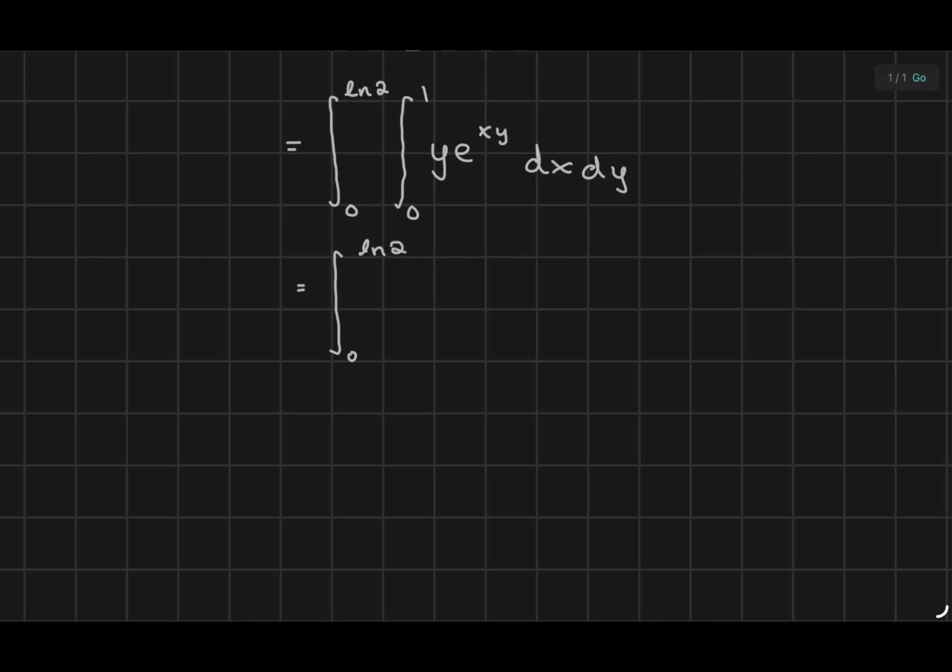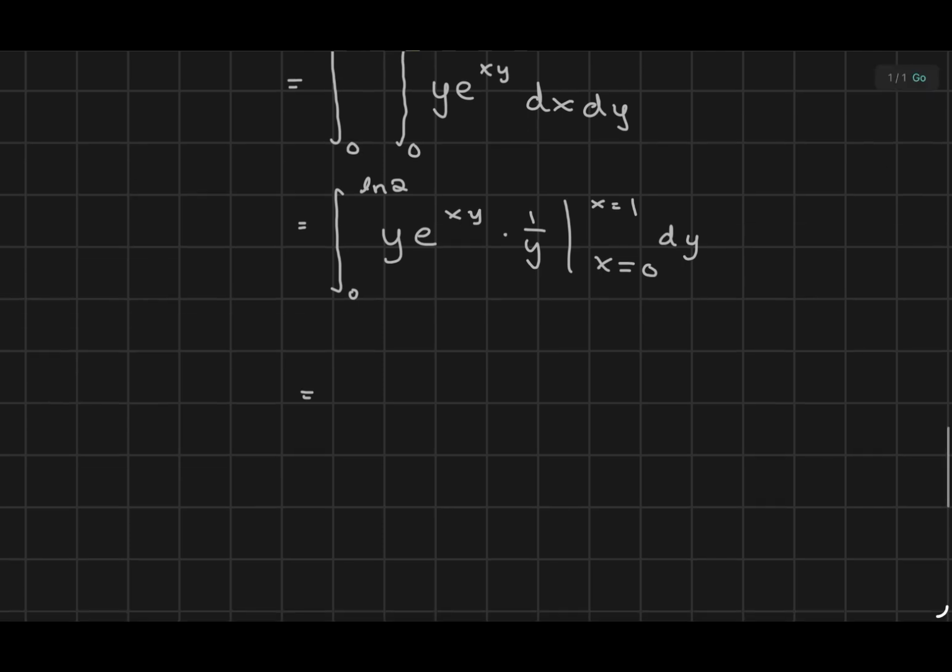So therefore, what is the integral of e to the 2x, for example? Well, that's going to be e to the 2x over 2. So what is this going to be? This is going to be equal to y e to the xy times 1 over y, and we are going to have our x equal to 0, x equal to 1, dy. Plugging in those values, we are going to have 0 to the natural log of 2.